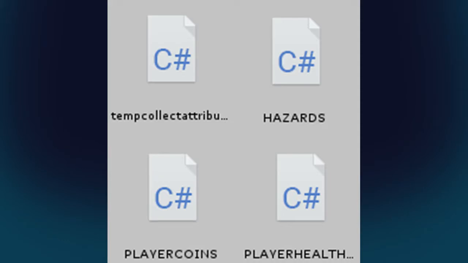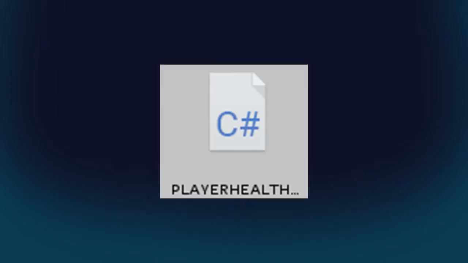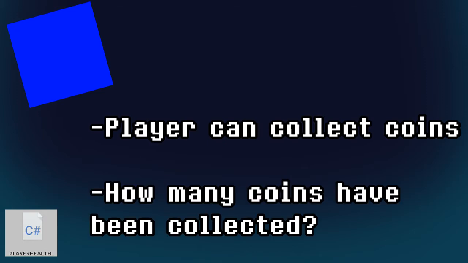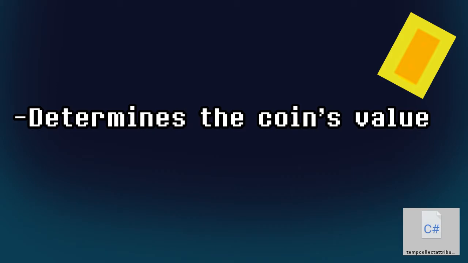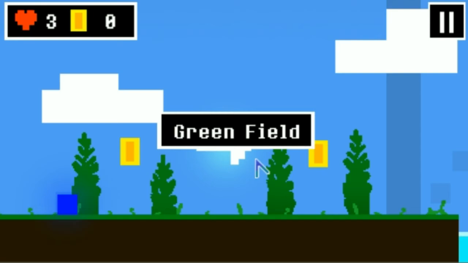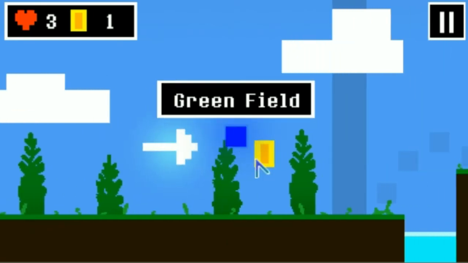Next up, we're talking about health and coins. So each of these require two scripts. In a nutshell, one script is for the player's ability to collect the coins and to keep track of how many you've collected. The other script is just for the coin itself. It basically gives it its value or its amount, and it also checks if the coin's been collected, which comes in handy for when working on checkpoints, but I'll get to that later. There are 99 coins in every level, excluding the tutorial, which has 10 of them.